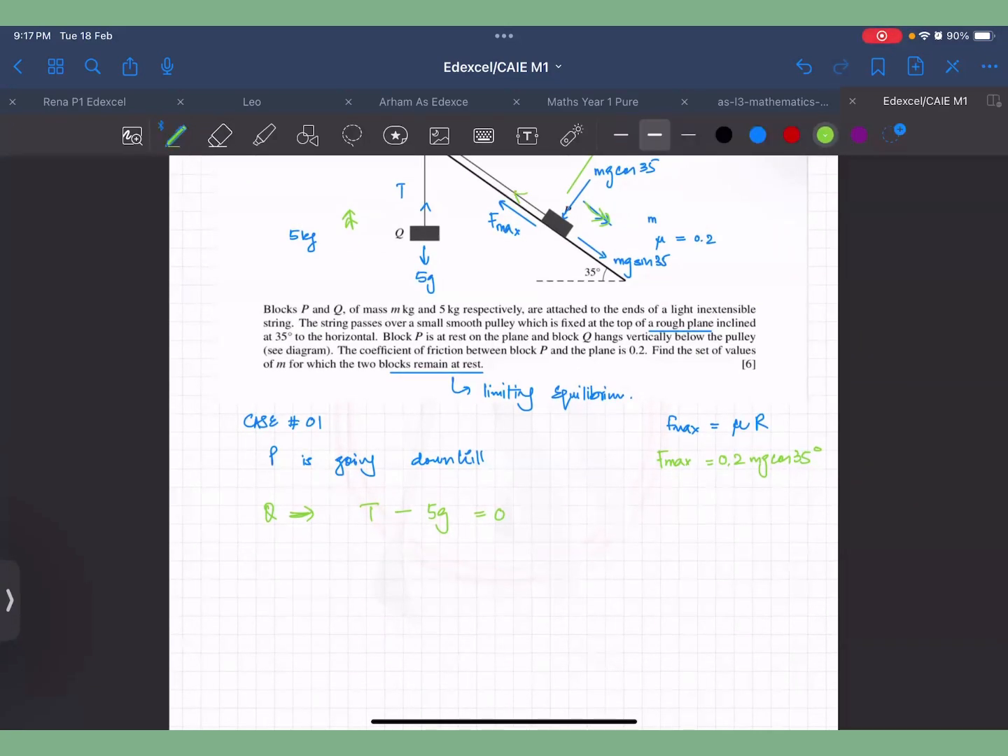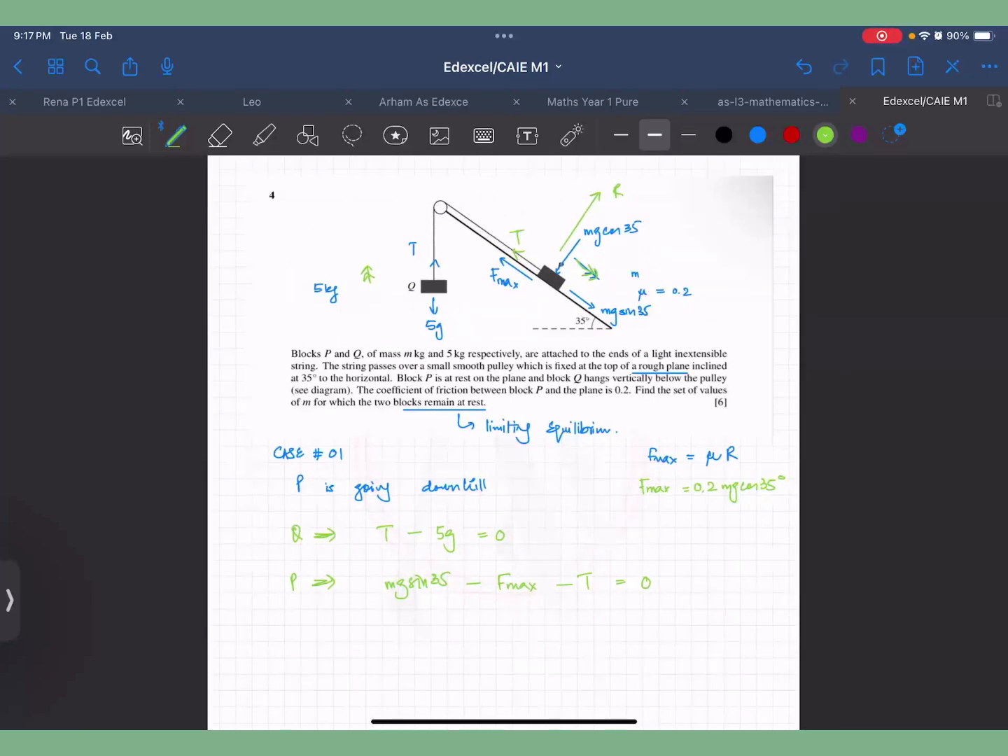Or yeah, something like this. This would be tension, force of tension. And for P, it would be mg sine 35, which is the downward force, minus F max minus tension. This would be equal to 0.